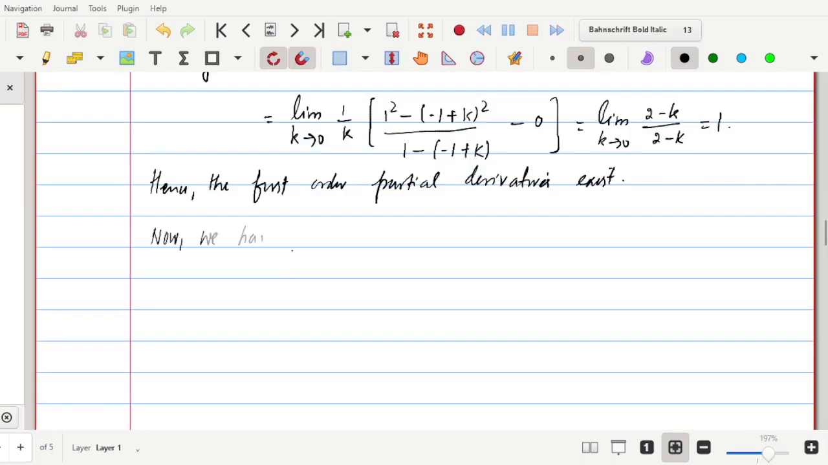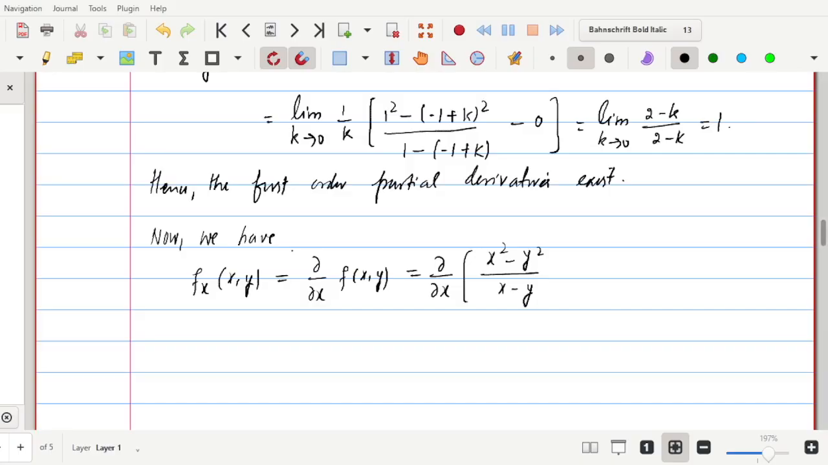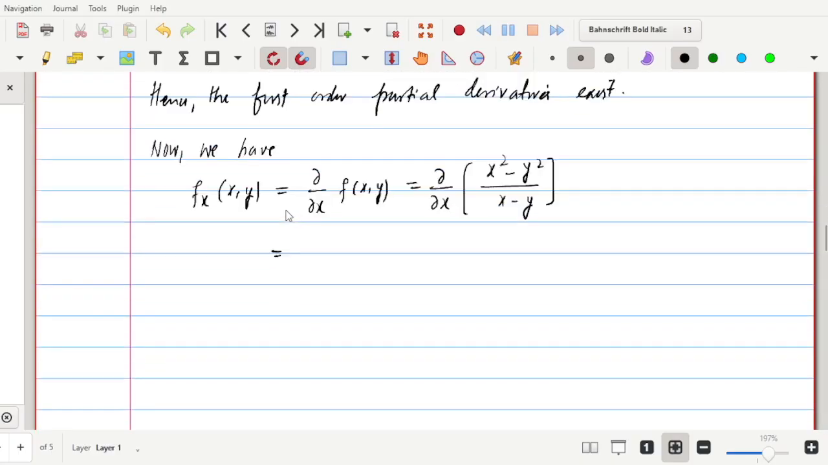So now, if we just evaluate like this, fx at x comma y, so we will evaluate the partial derivative at any point x comma y. This will be equal to del by del x of f of xy, which is equal to del by del x of the function x square minus y square whole divided by x minus y. Now we will use the quotient rule for differentiation here, and we will get: x minus y into derivative of the numerator, which is 2x, minus x square minus y square into derivative of denominator, which is equal to 1, whole divided by x minus y whole square.